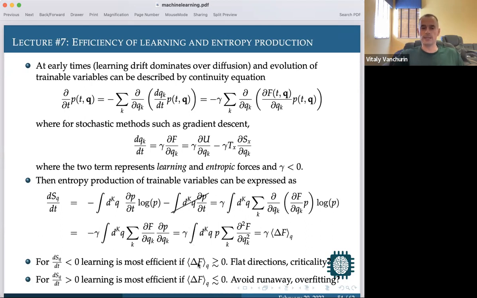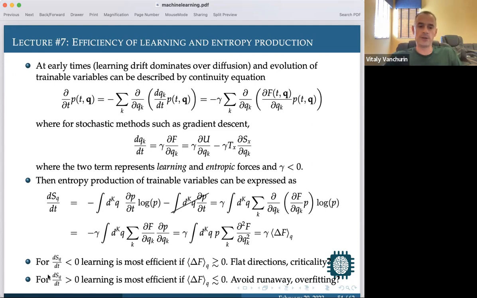And if that is the case, then you really have lots of flat directions along which the trainable variables can go and explore whether there is a way for them to improve the learning further. Okay, so that's one limit. That's when this entropy production is actually negative, and when the system has a danger of being stuck in a local minimum. Now let's consider the second case, which should not be overlooked.